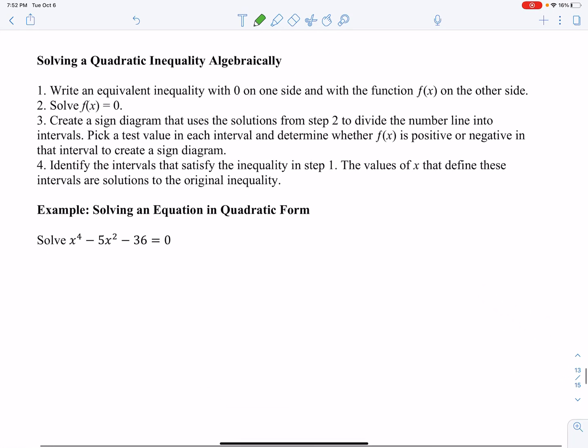All right, now we have solving quadratic inequalities. That's a less than, a greater than, less than or equal to, greater than or equal to, etc.